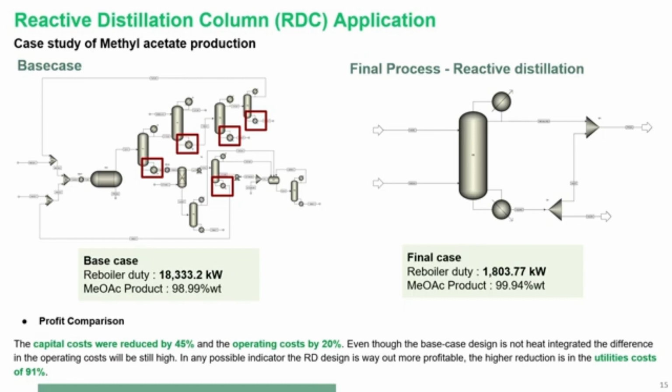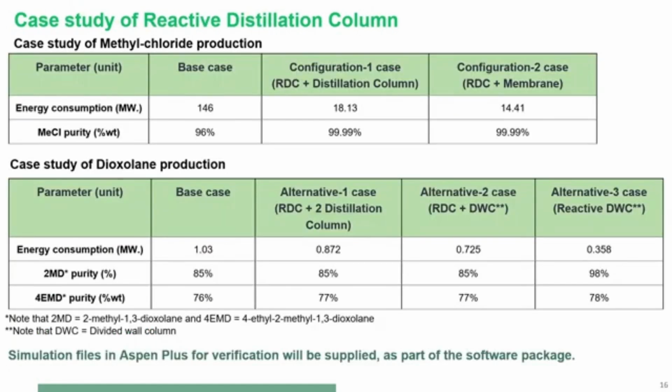Moreover, the capital costs were reduced by 45% and the operating costs can be reduced by 20%, since the utility cost is reduced by 91% after performing the process intensification with RDC. We have also developed some other case studies using reactive distillation for process intensification, as shown in the table in this slide here.